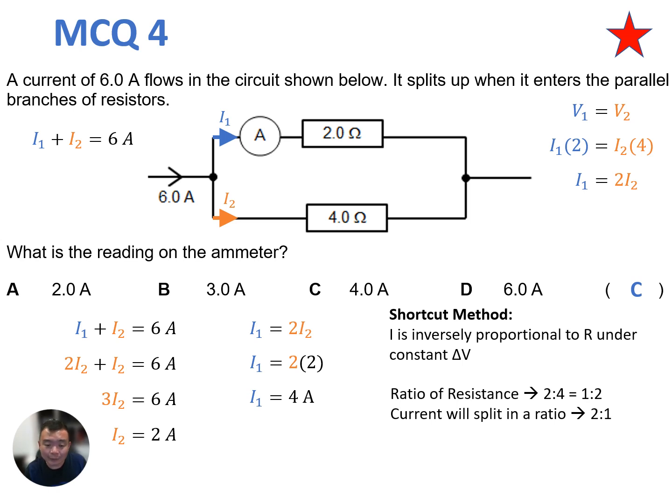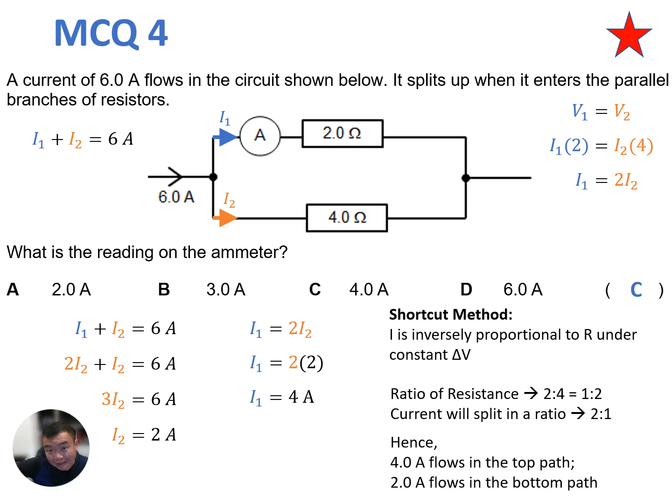Alright, so this means that the total current of 6 amperes will be split in this ratio. 2 parts of it will go up the top branch and 1 part of it will come down the bottom branch. If we do the ratio, this is how we get 4 amperes flowing in the top branch through the lower resistance path, and then 2 amperes flowing in the bottom path along the higher resistance path, and that's how we get the same answer, C.